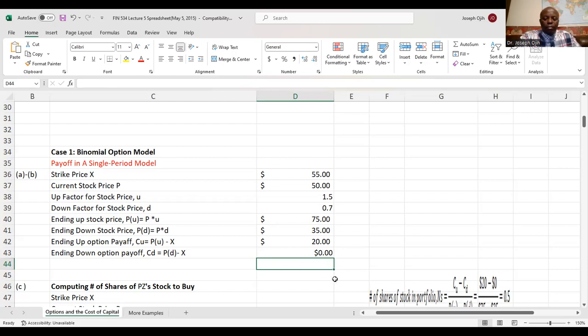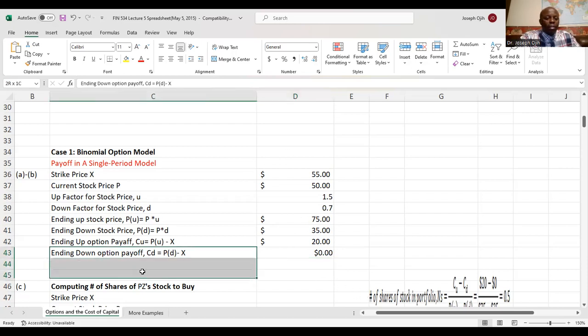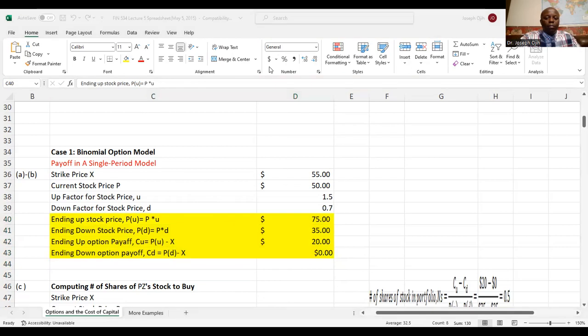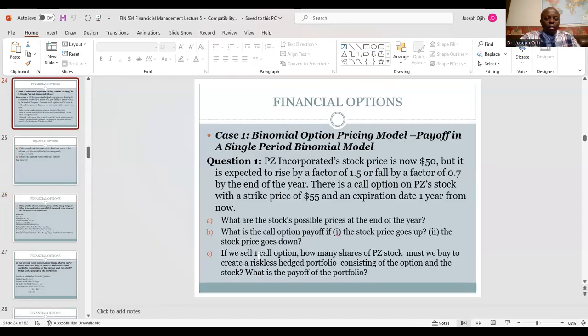Next is part C. Okay, this is part B. I've answered all these parts of the question, the answers in part B. I'm going to highlight it. Now let's look at part C. Part C says, if we sell one call option, how many shares of PZ must we buy to create a riskless hedge portfolio consisting of the option and the stock? What is the payoff of the portfolio?